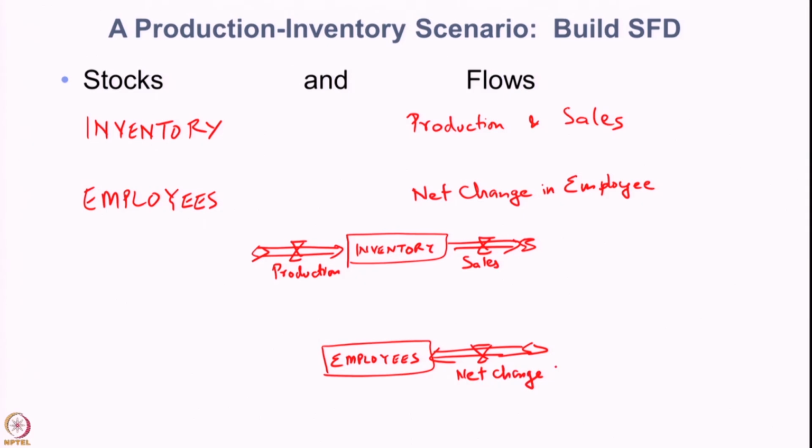Now, two things are going to happen in this model. Employees are somehow affecting the production, and the inventory is somehow going to affect how many employees I need within the system. So, the employee stock is going to affect the rate at which the inventory stock is going to change, and the inventory stock is going to affect the rate at which the employee stock is going to change. Now, let us see how that can be achieved.